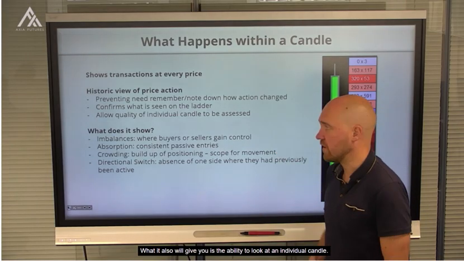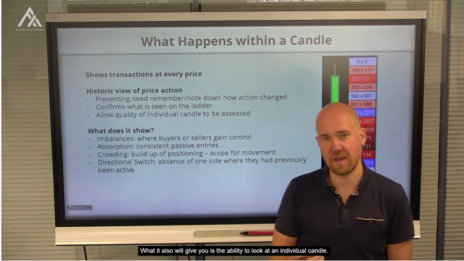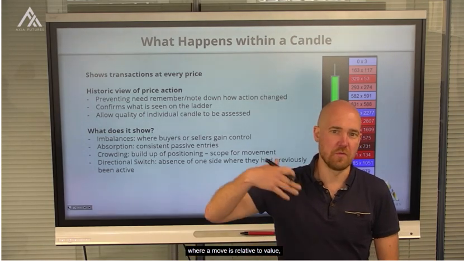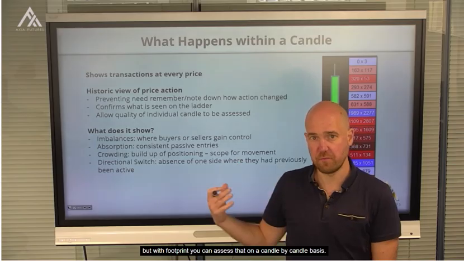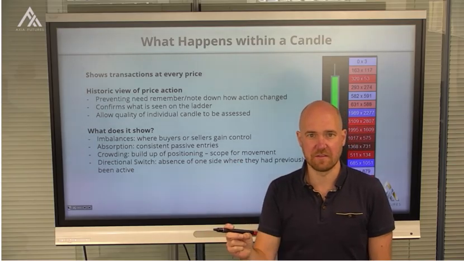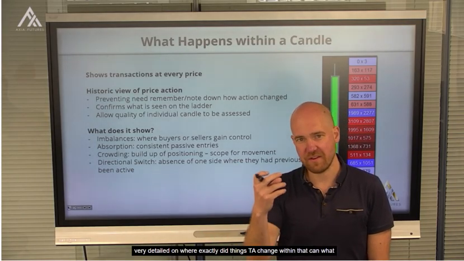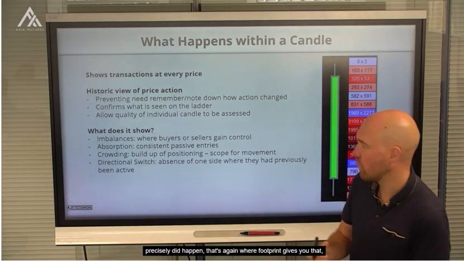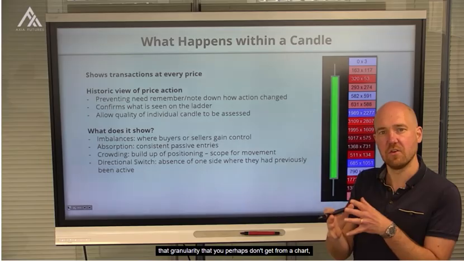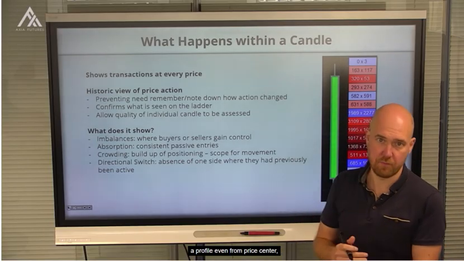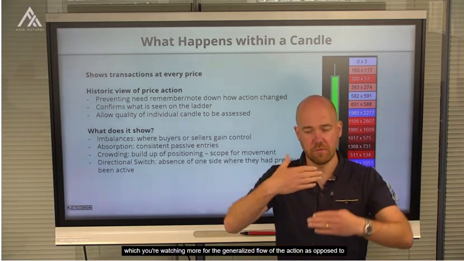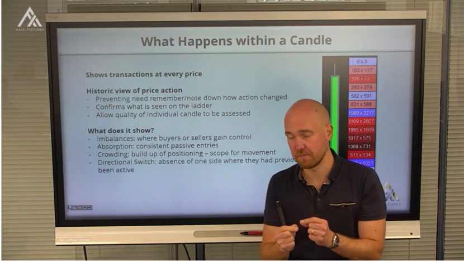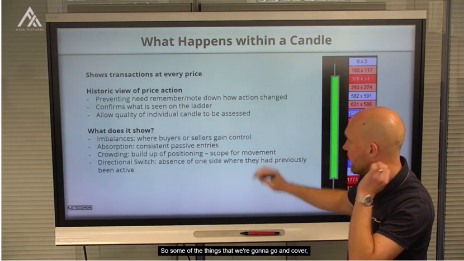What it also will give you is the ability to look at an individual candle. Now, we've looked at profile and covered the whole idea of understanding where a move is relative to value. But with Footprint, you can assess that on a candle by candle basis. So you can be very, very detailed on where exactly things changed within that candle, what precisely did happen. That's, again, where Footprint gives you that granularity that you perhaps don't get from a chart, a profile, even from price ladder, which you're watching more for the generalized flow of the action as opposed to the granularity of every single price.